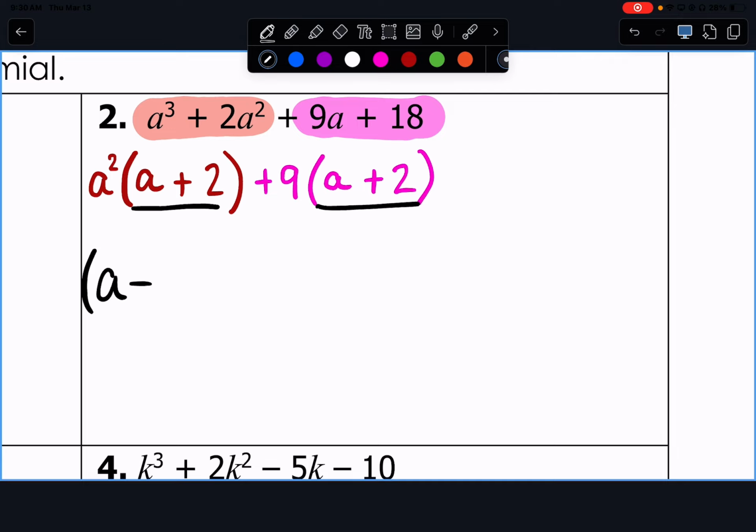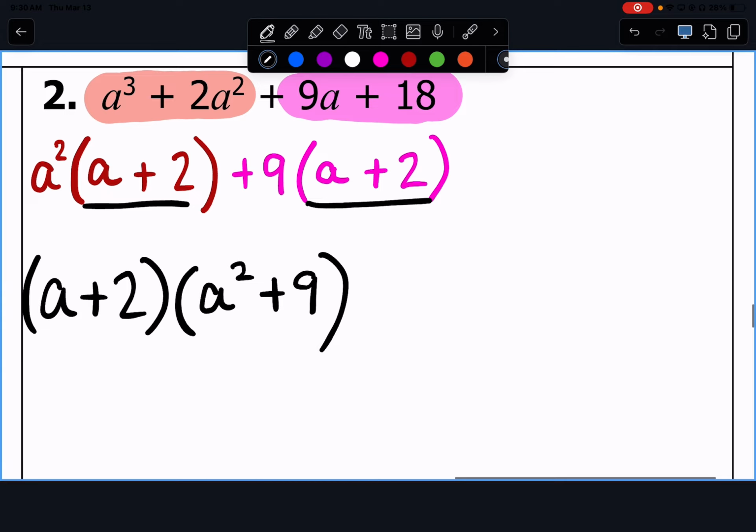You do 6 too? For number 2, is this what we got for number 2? Is there any questions on number 2? All right. If you haven't done 4 yet, go ahead and do 4.